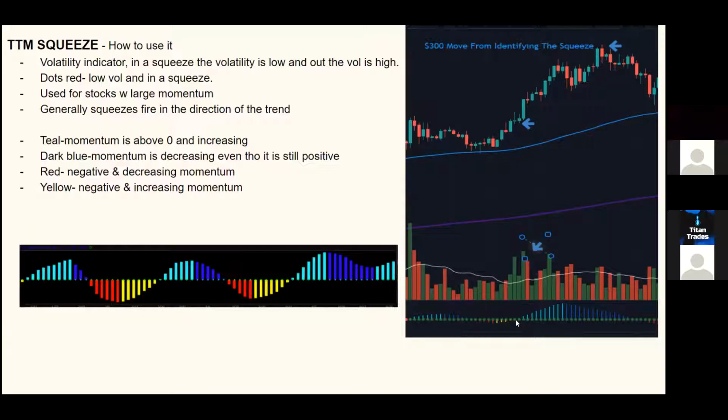Another quick tip before I go into that: when a stock is in a squeeze, so when it's in red dots, the premiums on the contract are cheaper. So it's always good to potentially get in before everyone else. If you see a squeeze happening and you think it's a good indication and a good confluence to get into the trade, feel free to get in.